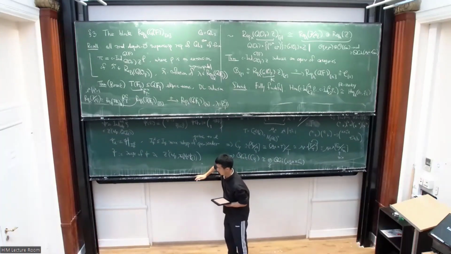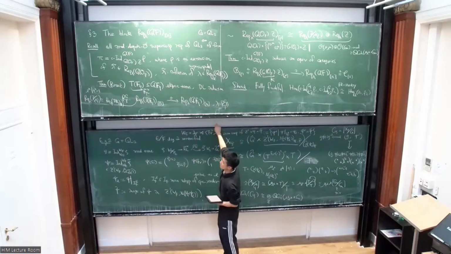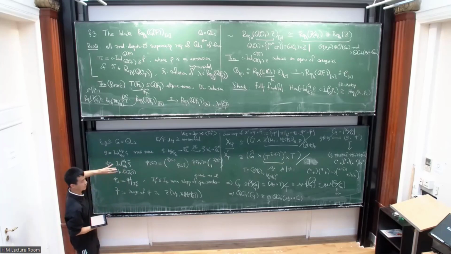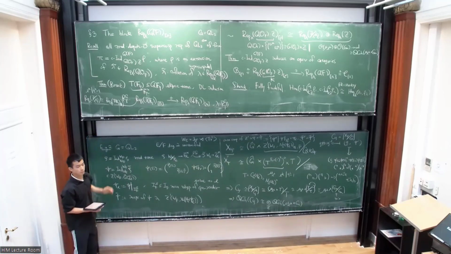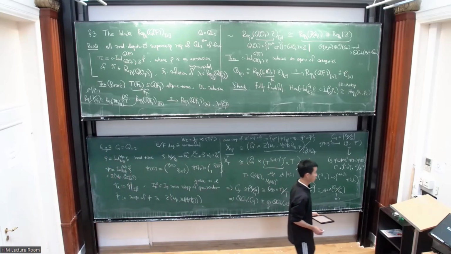Block is the indecomposable sub-abelian category. So this category will decompose into a product of some sub-abelian categories, and blocks are the indecomposable ones. Indecomposable subcategories.